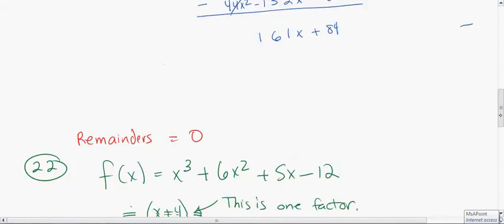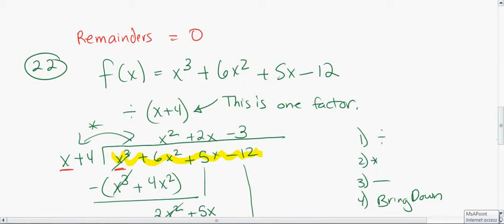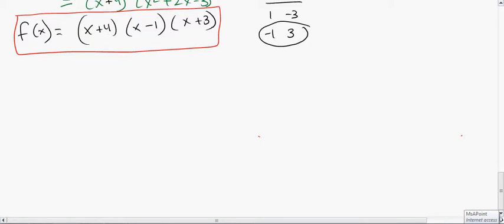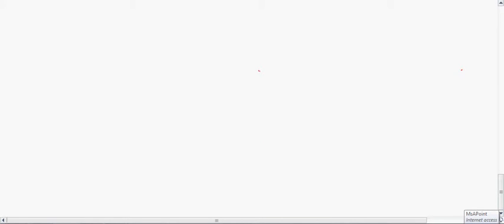Remember that we are going to get remainders of 0 because the factors they're giving us will go in evenly. They are factors. And I'm going to be using long division to do that. So let's find some space here on the page. And I'm going to do problem 28. And 28 on page 124 looks like this.